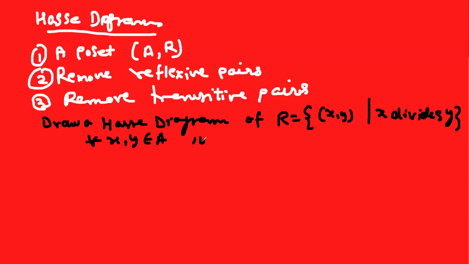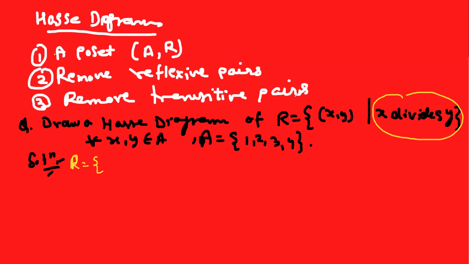What is A? 1, 2, 3, 4. Okay. So you know the set has how many elements? 4 elements, right? Then if you find A cross A, how many relations will be there? You have to find those pairs where y is divisible by x. So you have what? 1, 1.